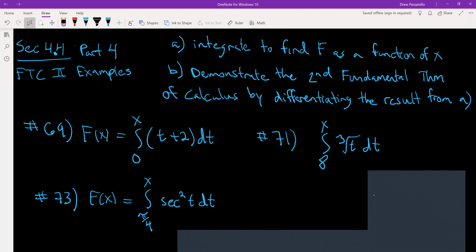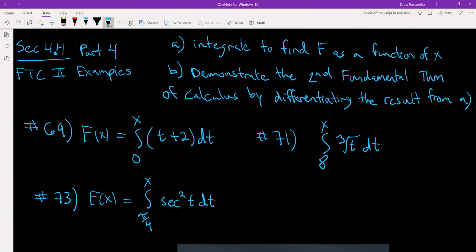So this is going to be part 4 to section 4.4, and these are some examples where I'll be demonstrating the second fundamental theorem of calculus. So for these 3 examples, part A is to integrate to find the antiderivative capital F as a function of x, and then demonstrate the second fundamental theorem of calculus by differentiating the results from part A.